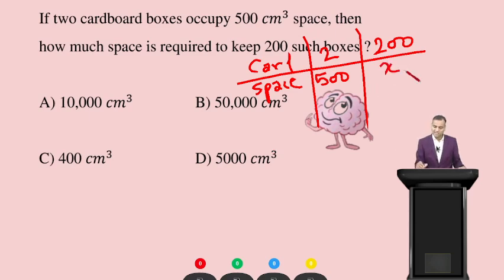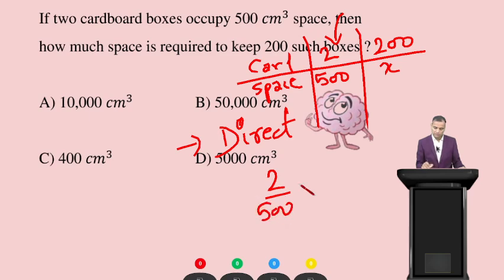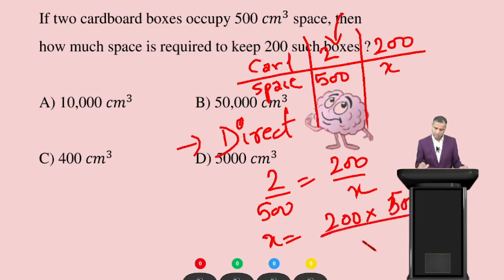So we can take it as x, and this is again the case of direct proportion, not the indirect. Okay, this is the case of direct proportion. So use the property of direct proportion: the ratio of quantities are equal. So here the ratio is 2 upon 500 equals 200 upon x. So cross multiply. You will get 200 into 500 upon 2. Okay, so what is the answer? It is 50,000.